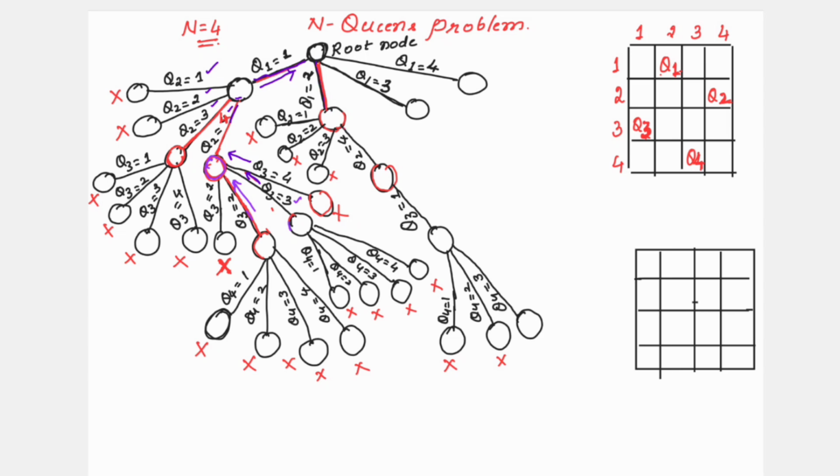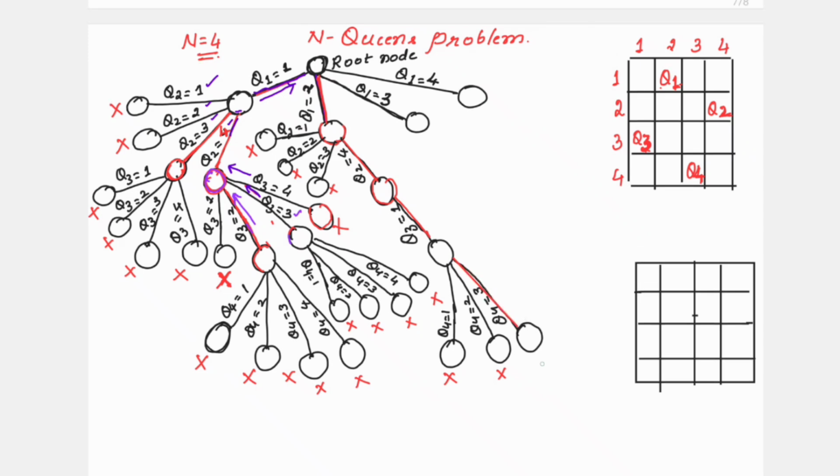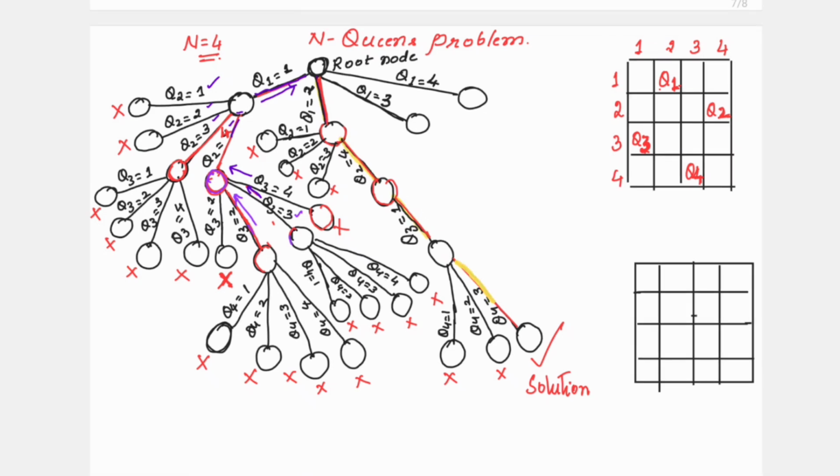q1 equal to 2, q2 equal to 4, q3 equal to 1 and q4 equal to 3. This is the solution. So this solution, I'll just highlight that path. q1 equal to 2, q2 equal to 4, q3 equal to 1 and q4 equal to 3. So that solution column numbers, I'll write it here, 2, 4, 1, 3.